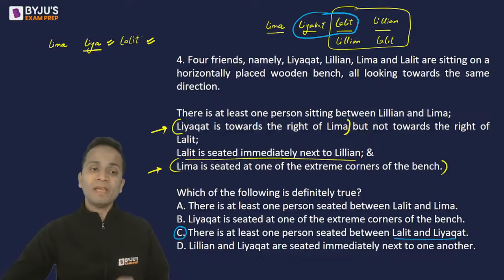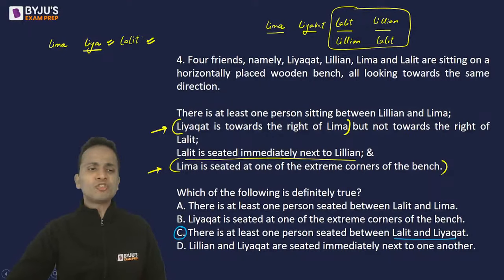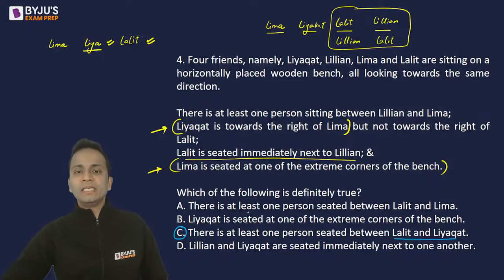Lalit and Liaquat may be sitting together. So I can say that option C may be true, may not be true. They want which of the following options is definitely true. So C will not be definitely true. I hope I'm clear. So let's check from option D.